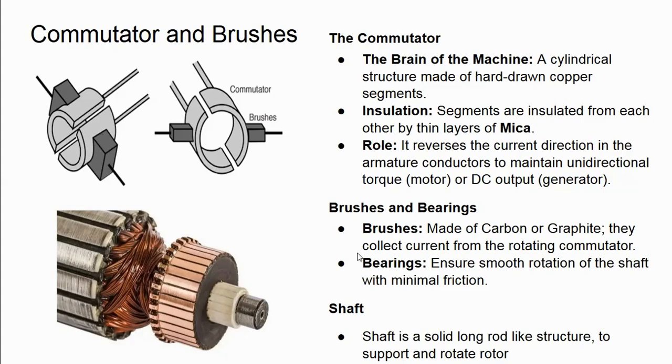Then we'll also have the bearings. The bearings are used to have smooth rotation and to reduce the friction. And we'll also have the shaft which will be connected to the armature core. This is the shaft, and the shaft will be connected to the external load if it is a motor, or it will be connected to the prime mover if it is a generator.